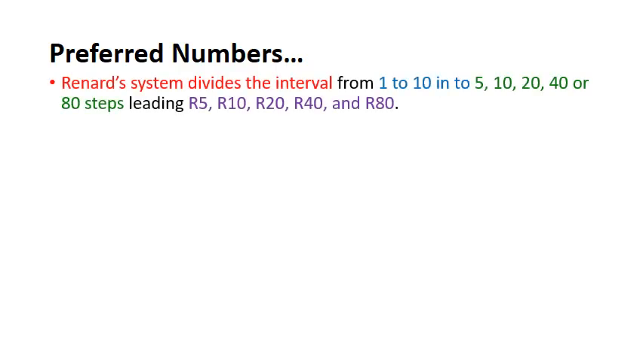Let us see how Reynolds series is built. So in this system, we divide the interval from 1 to 10 in steps of 5, 10, 20, 40 or 80, and we designate each of these series as R5, R10, R20, R40 and R80.